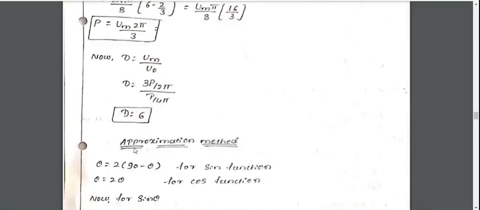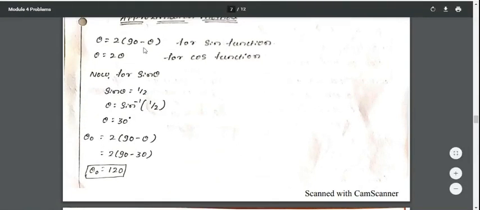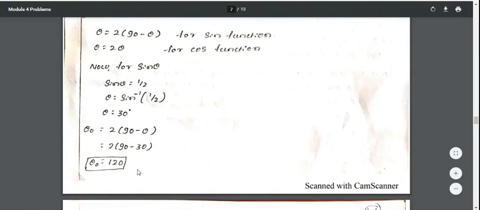In this case, remember, half power is 1 by 2. In the previous case, we had to consider 1 by root 2. Here it is 1 by 2. Now theta is sine inverse of 1 by 2, which is 30 degrees. Since it is a sine function, theta0 is equal to 2 times (90 minus theta), so theta0 is 120 degrees.